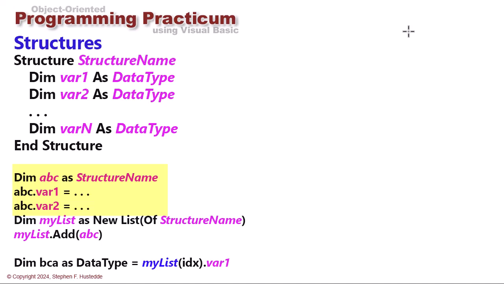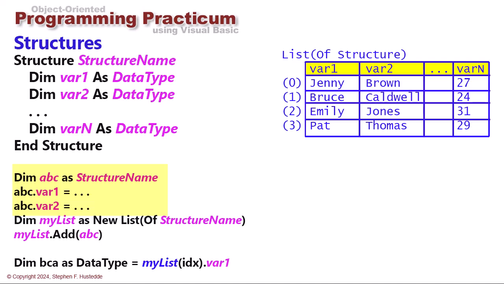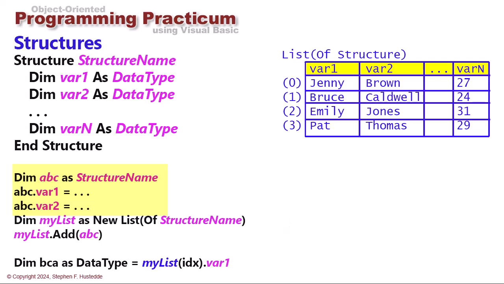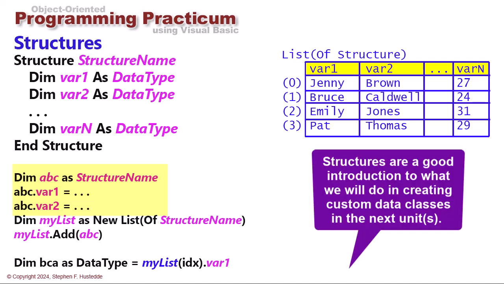Whereas on a multi-dimensional list, we're accessing different columns by index numbers, in a structure we can access the different columns by their variable names using dot notation. So if ABC is my structure name here, my generic structure, and my generic variable is var1, I can say abc.var1 equals something and assign that, and same with abc.var2.